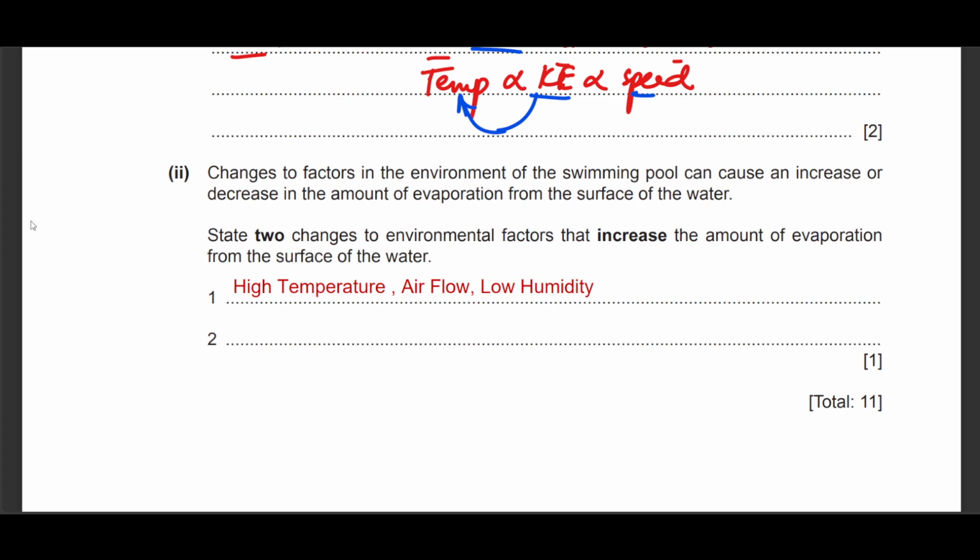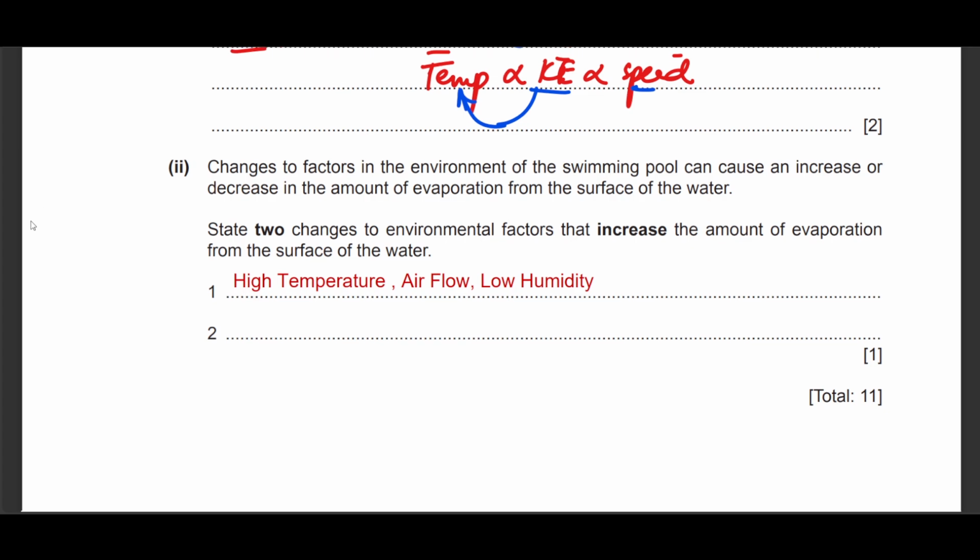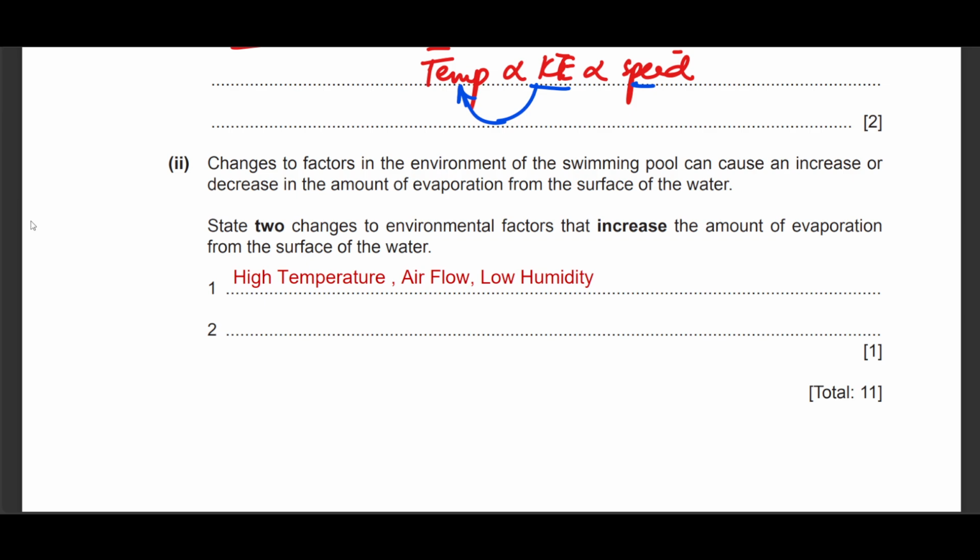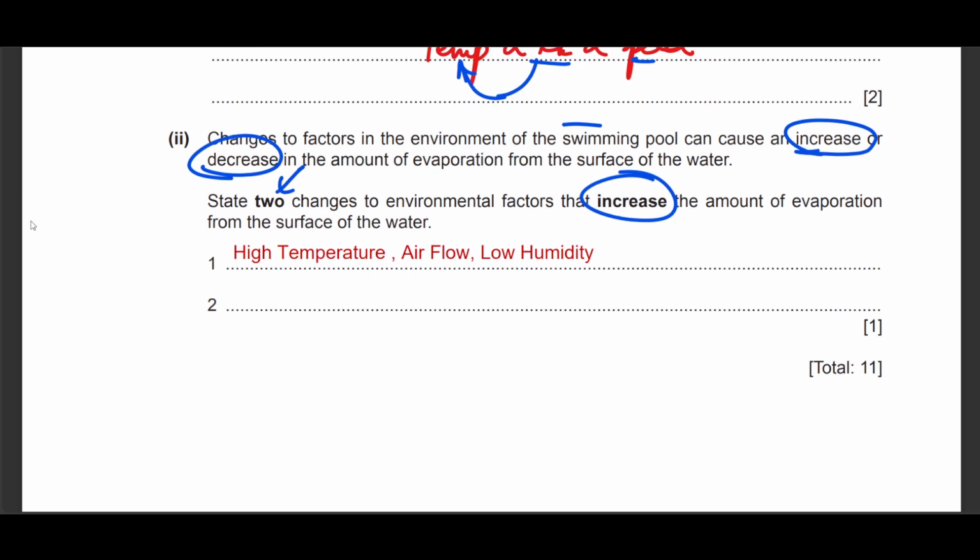This is what happens when you're sweating and you turn a fan on and you start feeling cold at the initial burst of air. Change a factor in the environment of the swimming pool that causes an increase or decrease in the rate of evaporation. He says state 2 changes. Give me 2 more changes in the same experiment which will increase the rate of evaporation. So, apart from many, we have higher temperature.